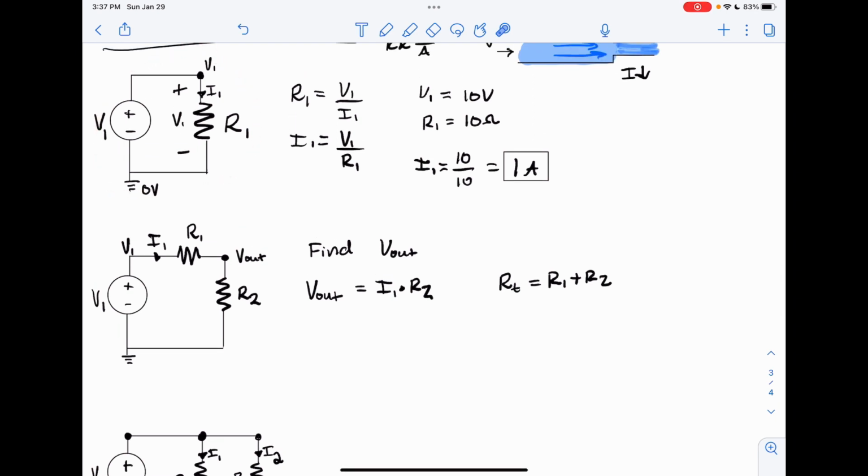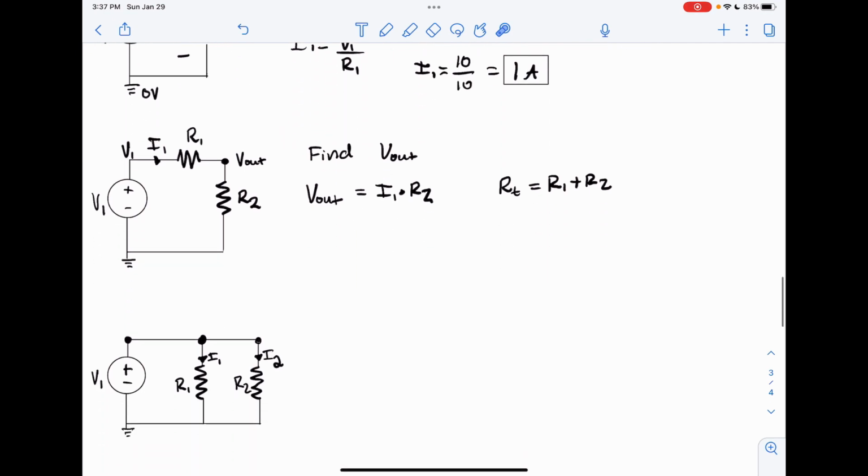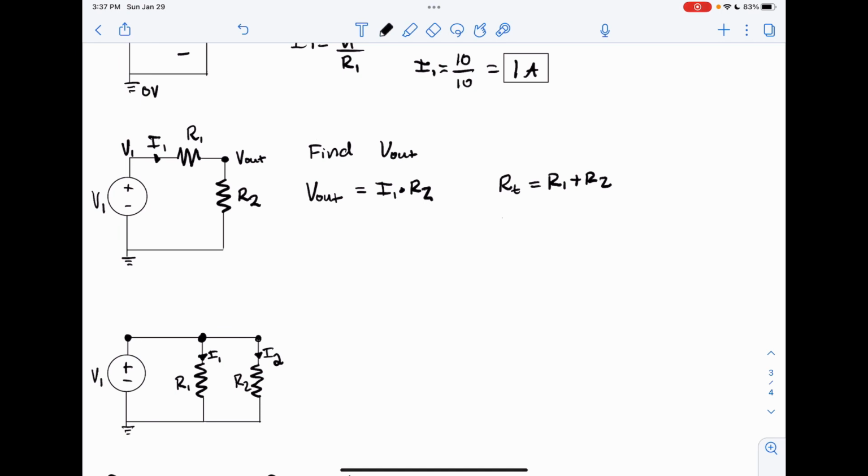So how did we find I1 in this circuit? We took V1 divided by R1. In this case, we're going to say that I1 is equal to V1 divided by RT, which is equal to V1 divided by R1 plus R2.